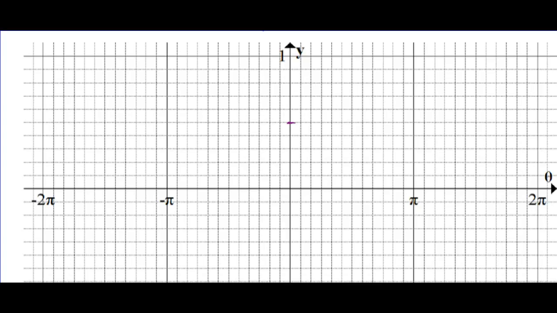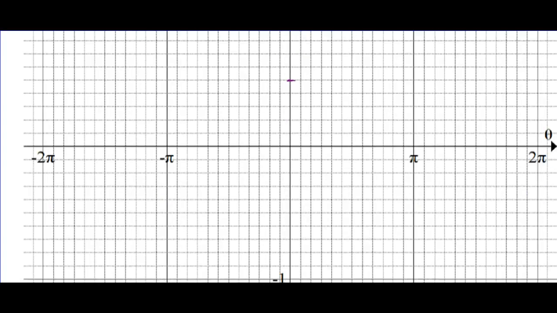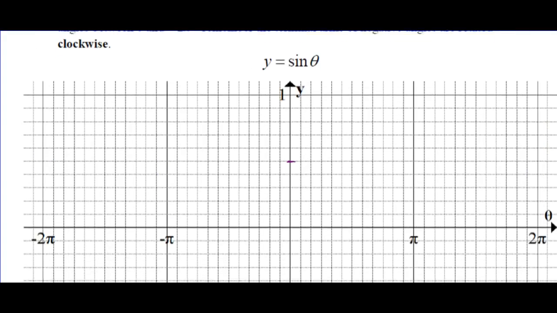So I've got the 0.5, and then I'll need a negative 0.5. I'm just putting a mark there so I know where a half is. So 0 is 0 for sine θ. π/6, which is 2 of these, is 0.5.